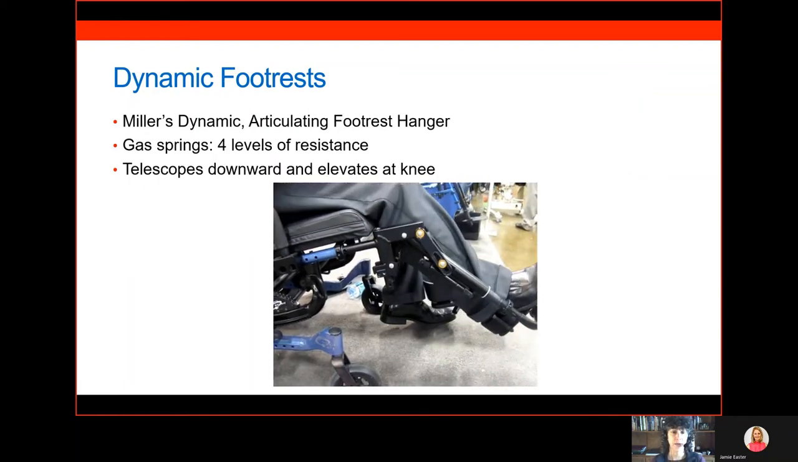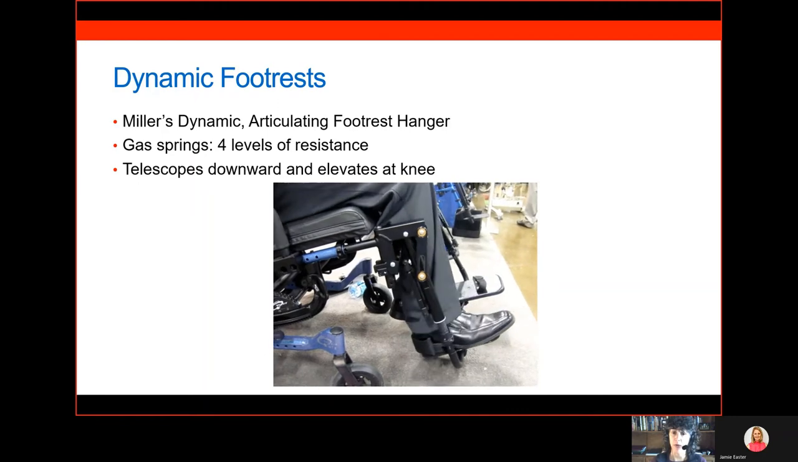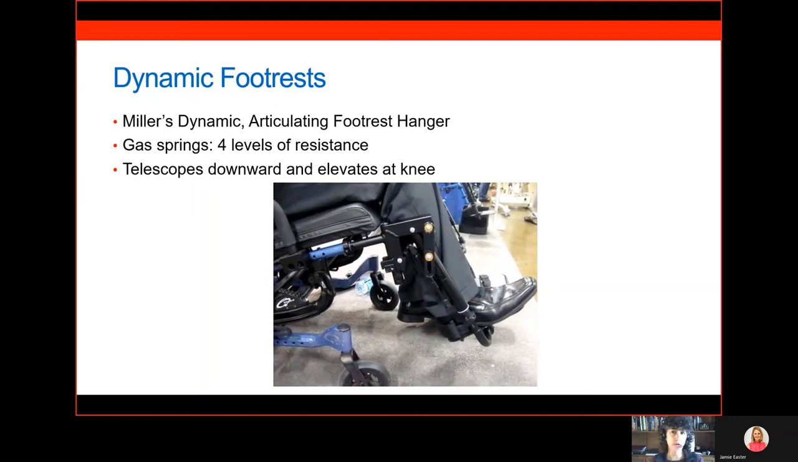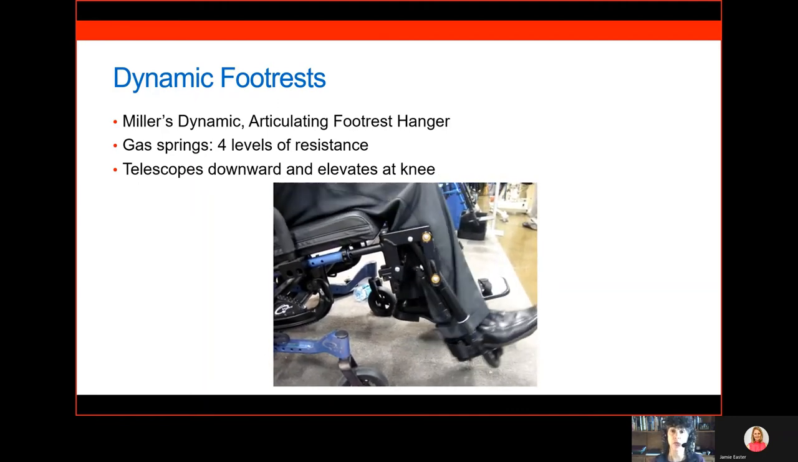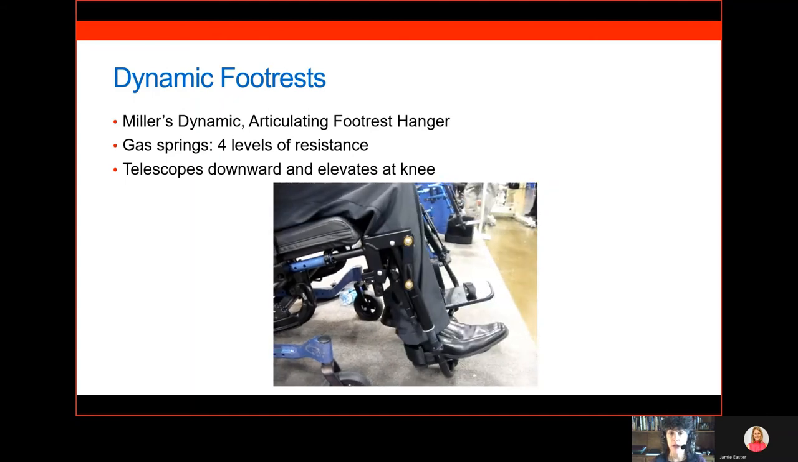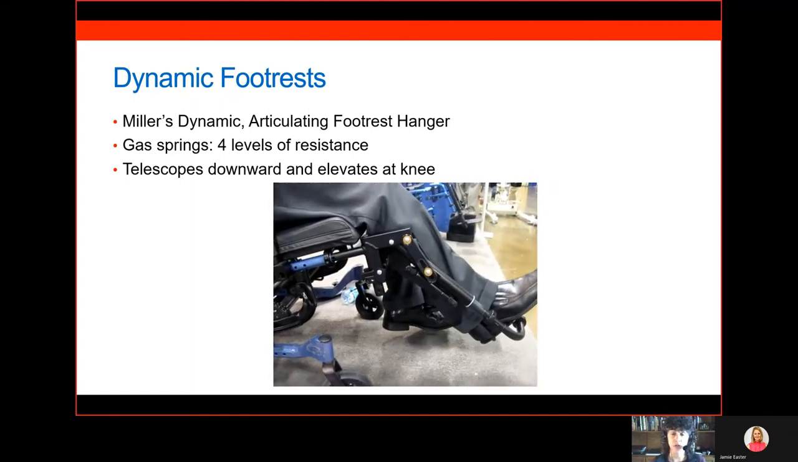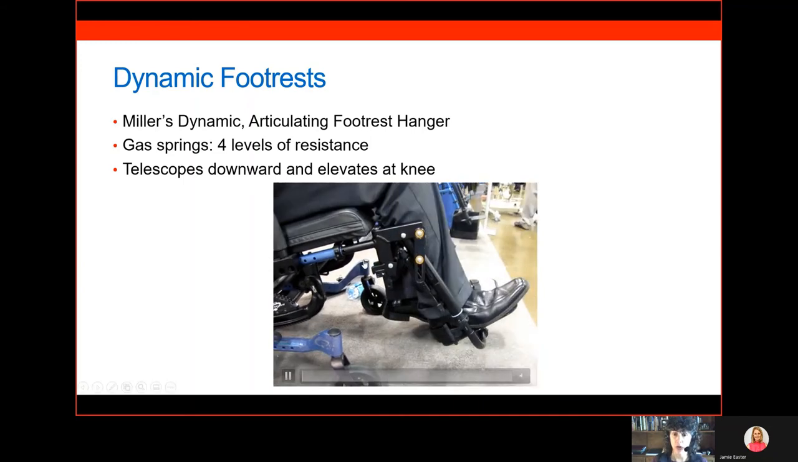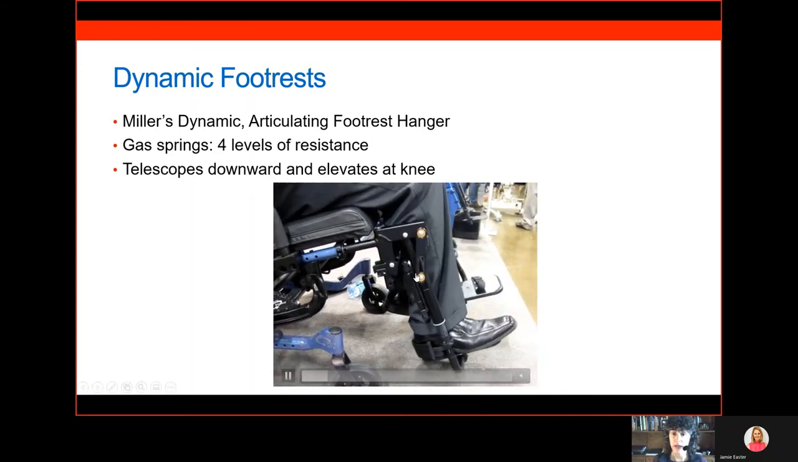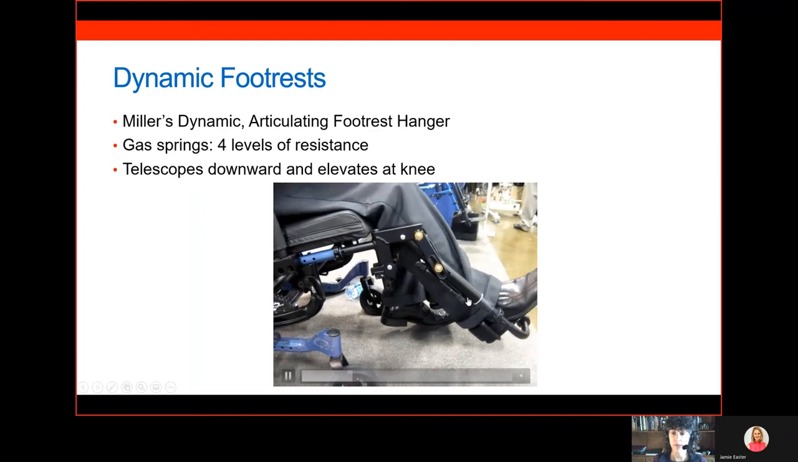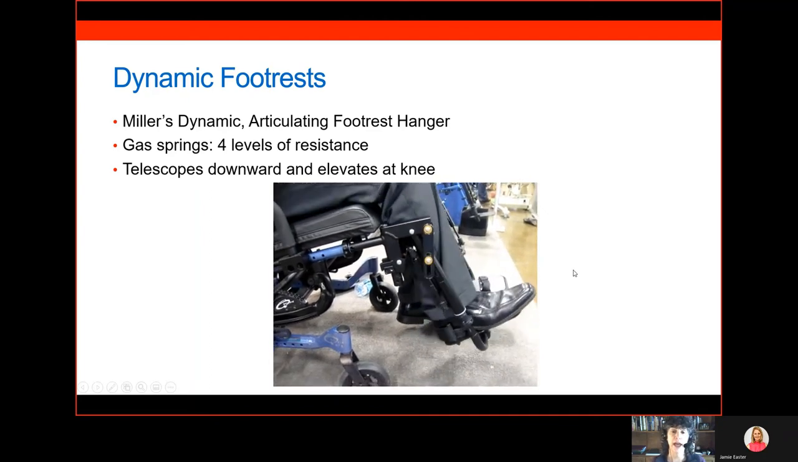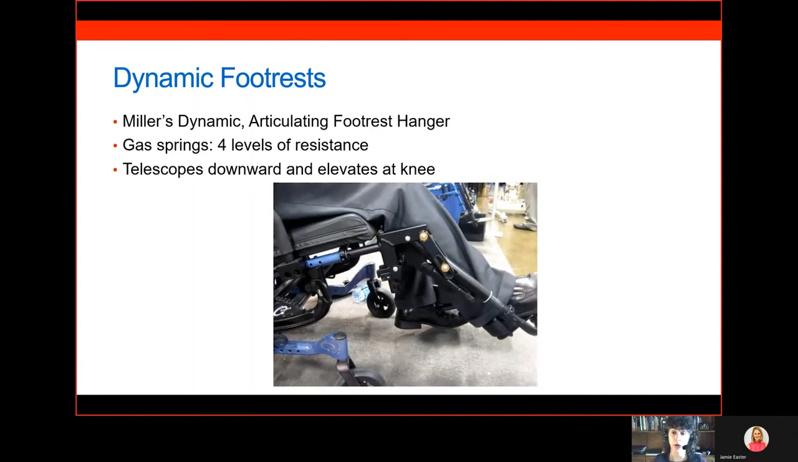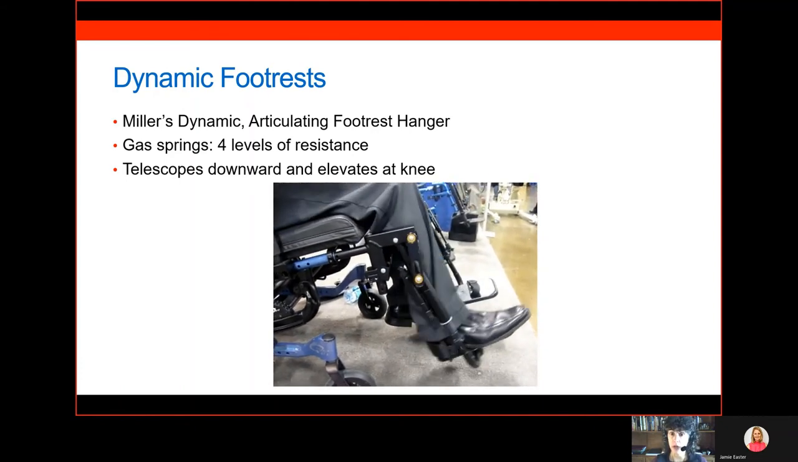The Miller's Dynamic Articulating Footrest Hanger has been around for a while. I'm not sure if it'll be around a lot longer because they do have some newer products. There are 4 different levels of resistance by choosing a specific gas spring. So if you see my cursor here, that's the gas hydraulic right there. This telescopes and elevates at the knee, and that's very important to follow the natural arc of the lower leg.